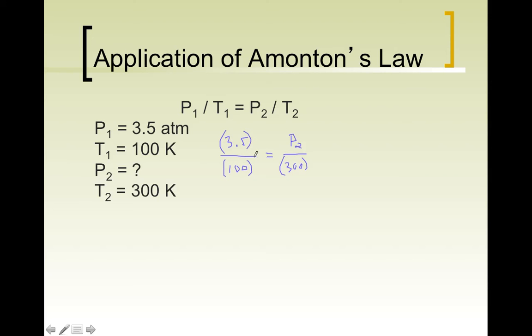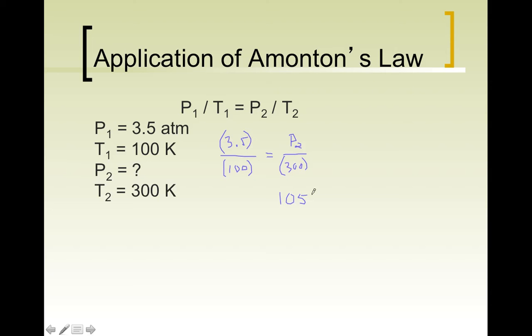And some of you might easily be able to see this. I'm going to do the whole math for this one, but you might think, well, it's going from 100 to 300, so all I have to do is multiply by 3 because 300 is 3 times 100. But I'm going to do the actual math, so we'll do the cross multiplication and see if we get the exact same answer. So I'm going to take 300 times 3.5.